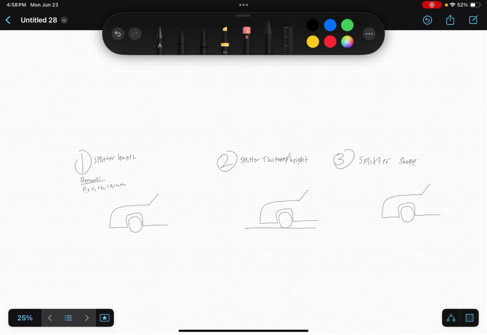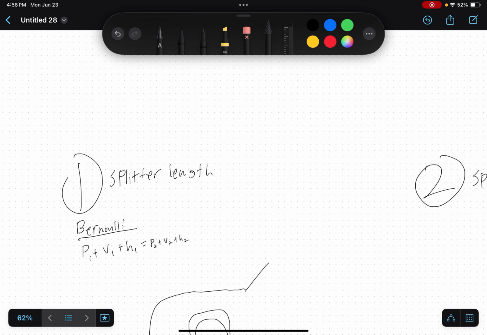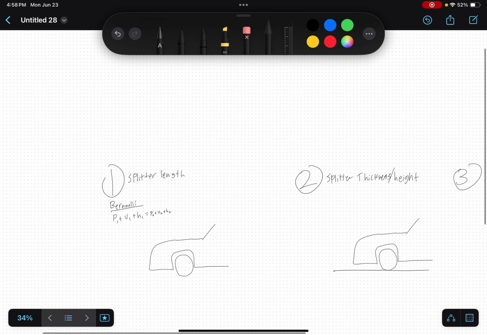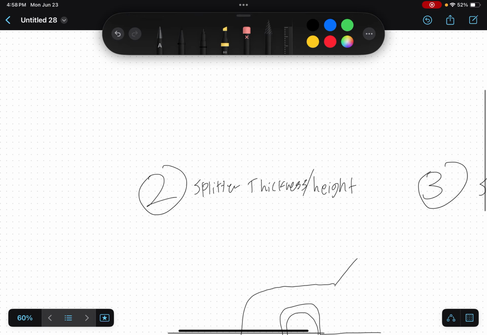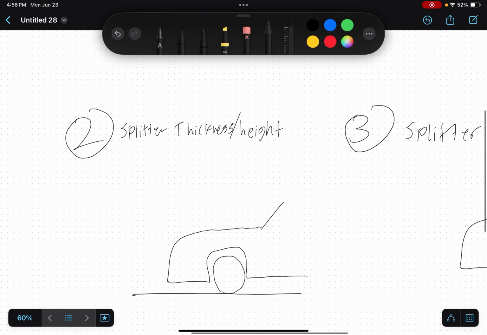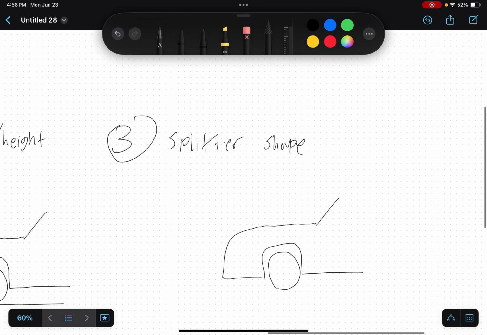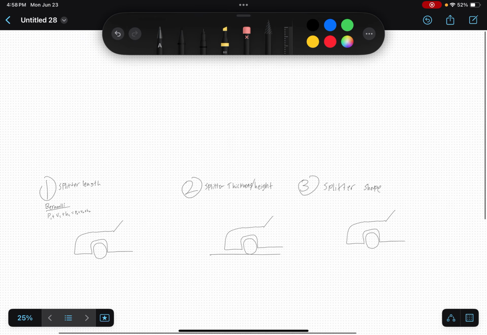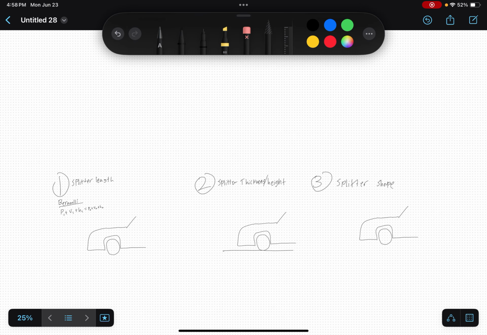All right, in this video, I'm gonna go over how front splitters work on cars. I kind of broke it up into 3 sections. So the first one is a splitter length. So how does that affect the splitter's performance? The second one is a splitter's thickness or relative height to the ground. How does that affect its performance? And lastly is a splitter shape. I have at least one way where all of these affect the performance.